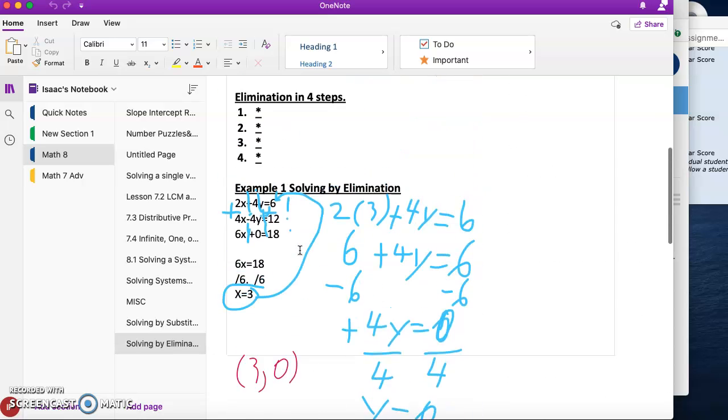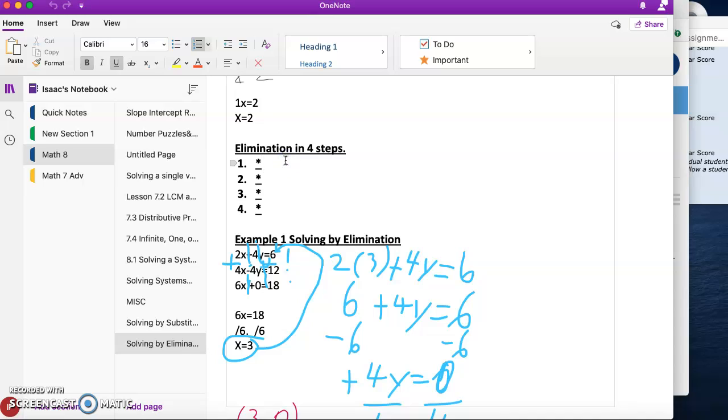Now you remember how back up here we said elimination in 4 steps? So the first step is one that you might not even have to do. We're going to say, if needed, create a cancelable variable by multiplication.